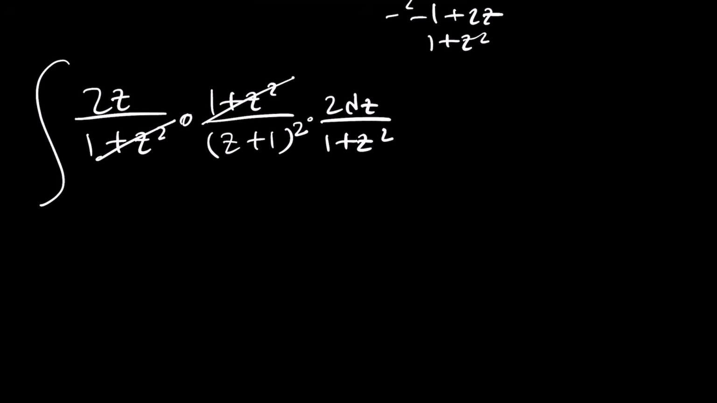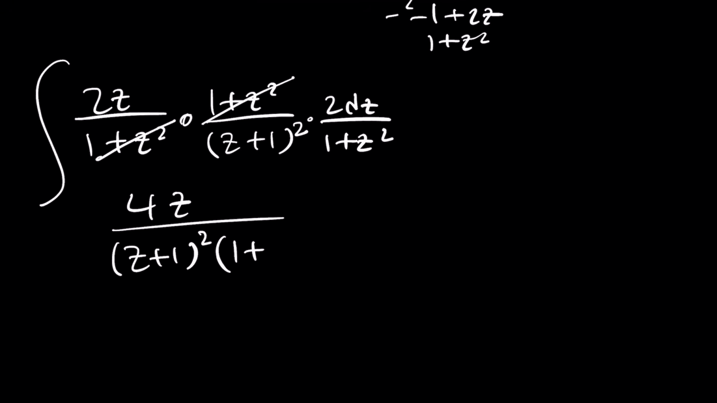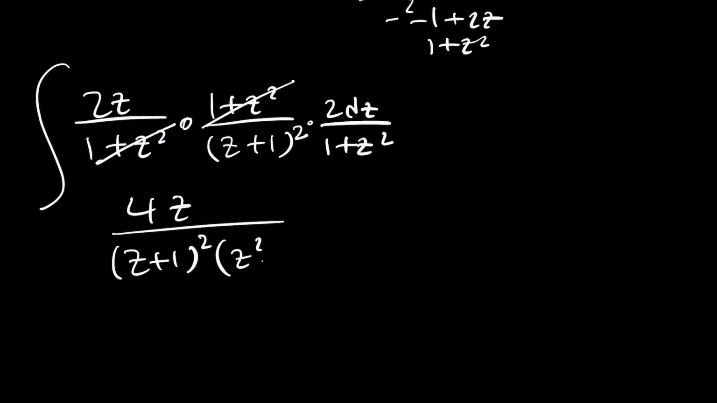That's it, right? So from here, we're going to get 4z in the numerator, and the denominator is going to give us z plus 1 squared multiplied by 1 plus z squared. You can also write it as z squared plus 1 if you want to stick to the standard form of a polynomial. And of course, do not forget dz. Okay, now, where do we go from here?